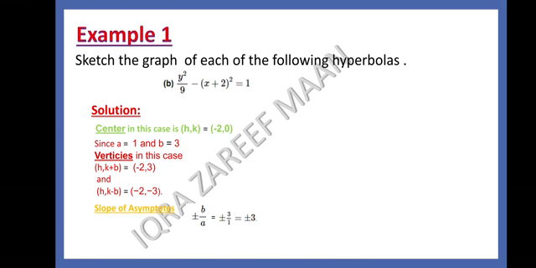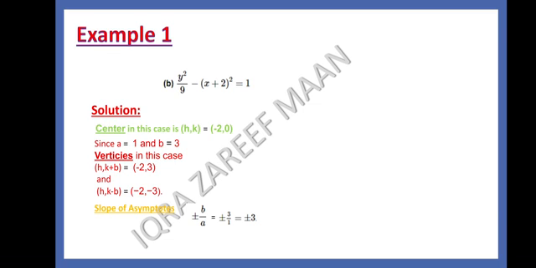Next example is sketch the graph of each of the following hyperbolas. Again, we have to sketch the graph of this hyperbola. Here we can see that the denominator of x is 1 and the denominator of y is 9. The denominator of y is equal to b square, which gives us the value b equal to 3, and a square is equal to 1, so a is 1. And the center in this case is -2 and 0.